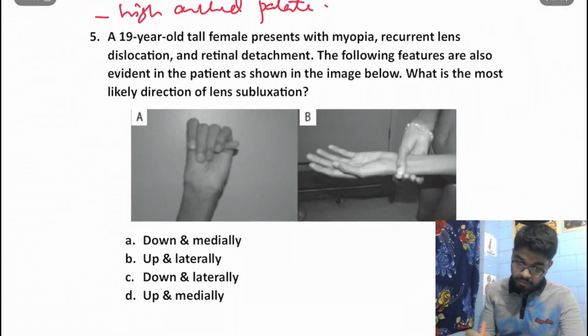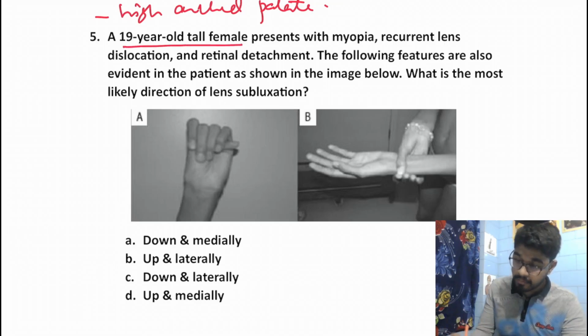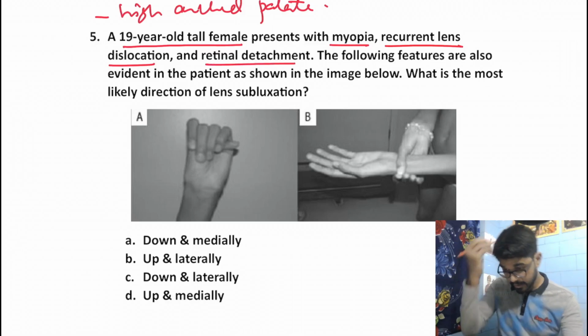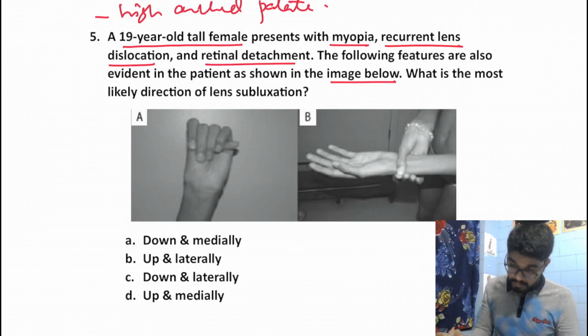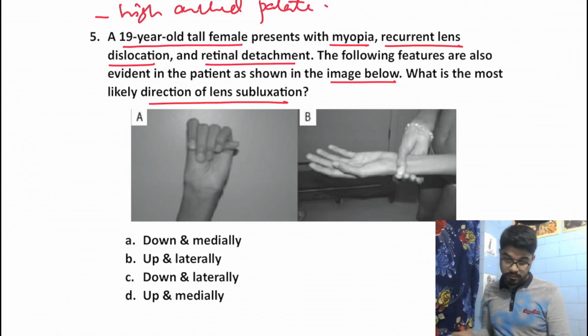A 19-year-old tall female presents with myopia, recurrent lens dislocation and retinal detachment. The following features are also evident in the patient as shown in the image below. What is the most likely direction of lens subluxation?